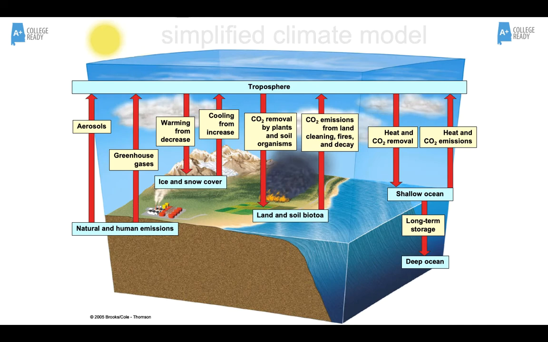This is just kind of a summary, a graphic of all the things that can emit CO2 and greenhouse gases into the atmosphere, but also where some of them are stored. So the direction of the arrow shows that happening.